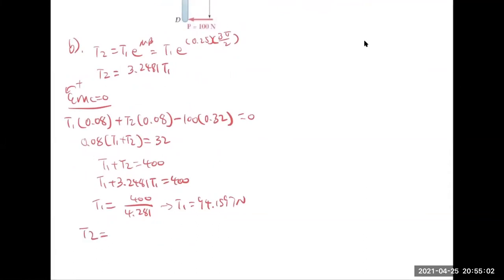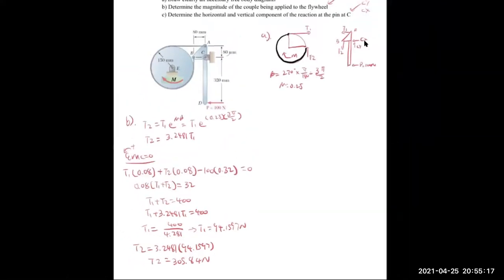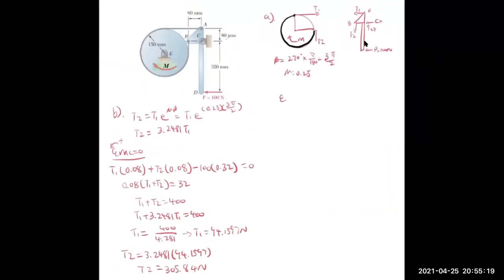Then we can find out what T2 is. T2 is equal to 3.2481 multiplied by 94.1597. So T2 will be equal to 305.84 newtons, right?